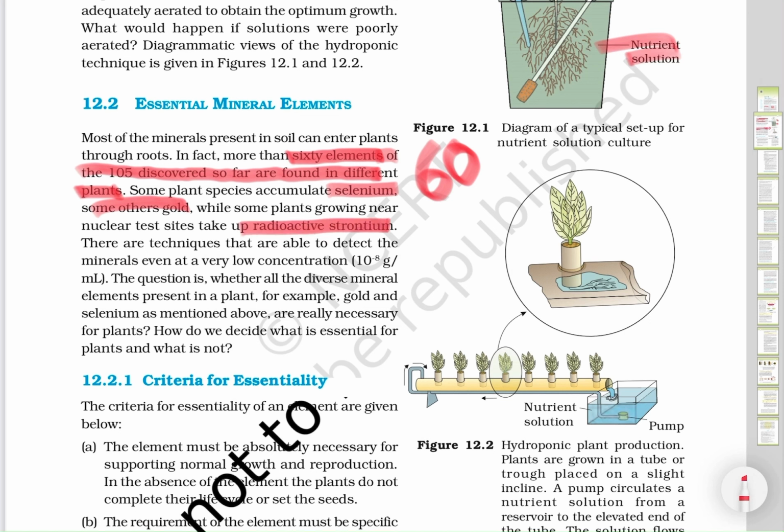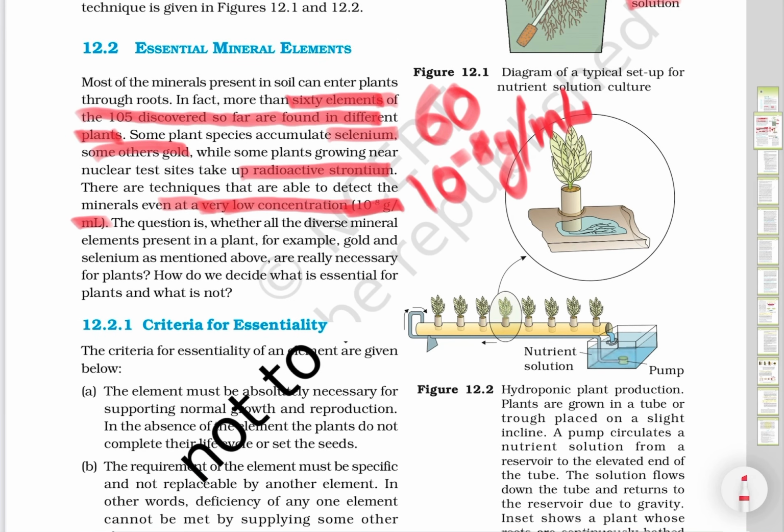Minerals can be detected even at a very low concentration of 10 inverse 8 gram per milliliter. Alright, the question is whether the diverse mineral elements present in plants, for example, gold and selenium, are really necessary for plants. How do we decide what is essential for plants and what is not?